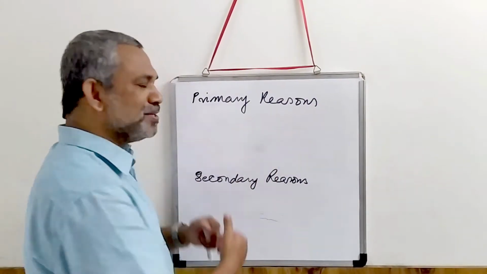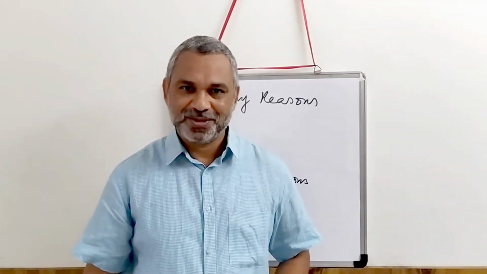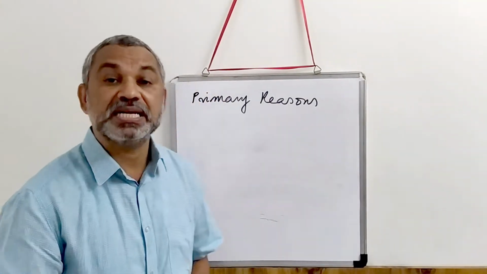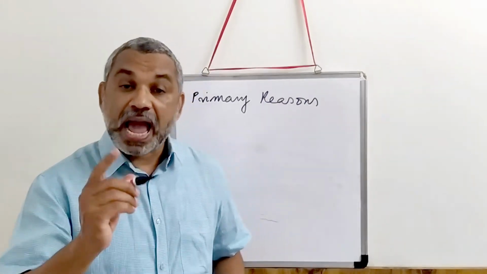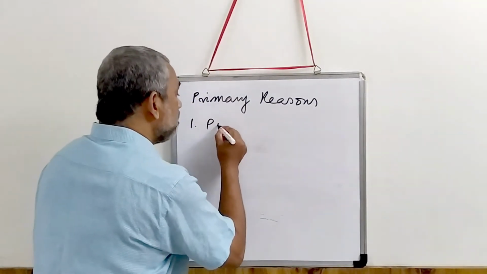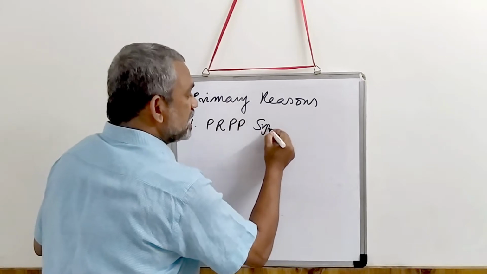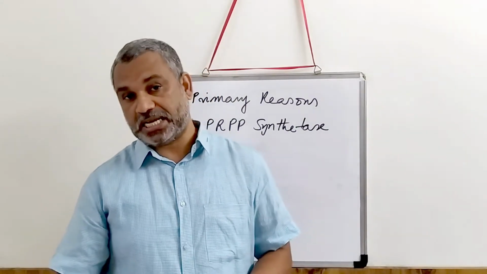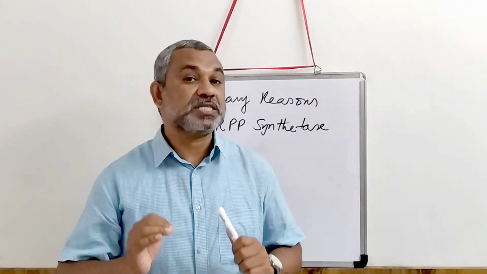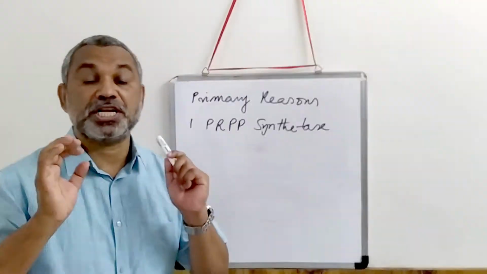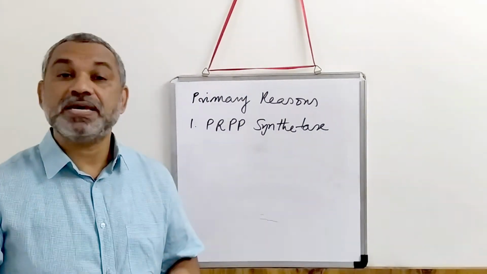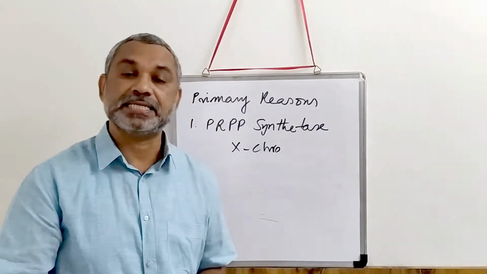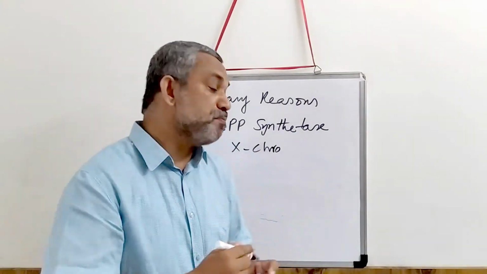So let us look at what are the primary reasons for gout. So there are two main primary reasons. The first primary reason is in the activity of an enzyme known as PRPP synthetase enzyme. Okay, so PRPP synthetase enzyme. What is the problem with the PRPP synthetase? This is a mutant form. Remember, this enzyme is an X chromosome related enzyme. So it becomes a mutant.